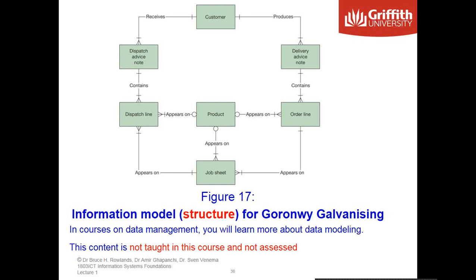This is not in this course, by the way. I'll just point that out really clearly. It's not taught in this course, it's not assessed, but you will see this kind of diagram, and it's just another way to model some information. And this thing might say, for example, look, here's a product in the middle, and the product may appear on 0 or more order lines.